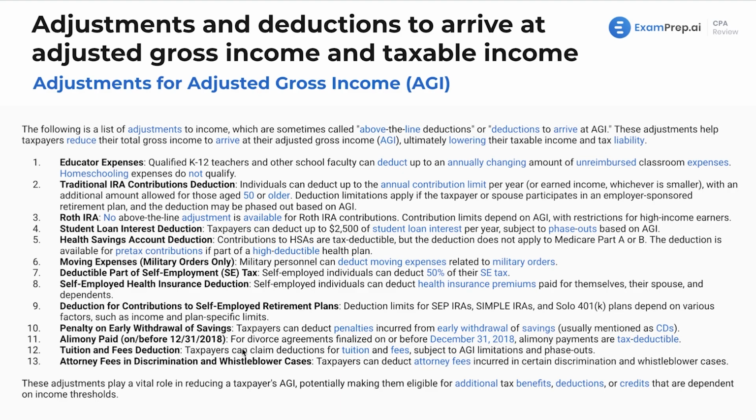Alimony paid on or before 12/31/2018. So we've got the whole concept, and we'll dive more into this, of divorce. If you've got a divorce before or after 12/31/2018, because of the Tax Cuts and Jobs Act, there were different treatments for recognizing alimony as income or recognizing alimony paid as a deduction. So alimony, that's money you paid to your ex-spouse. For divorce agreements finalized on or before December 31st, 2018, alimony payments are tax deductible.